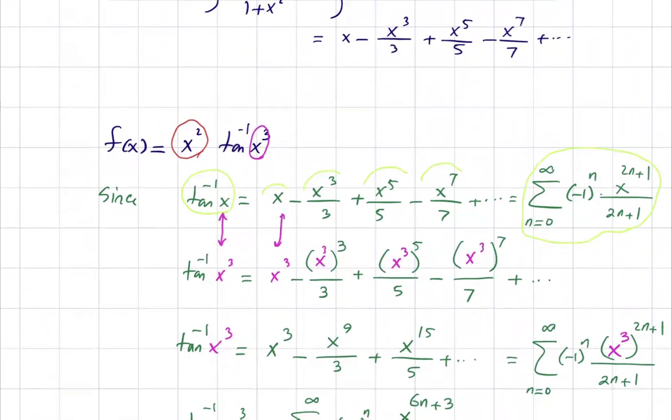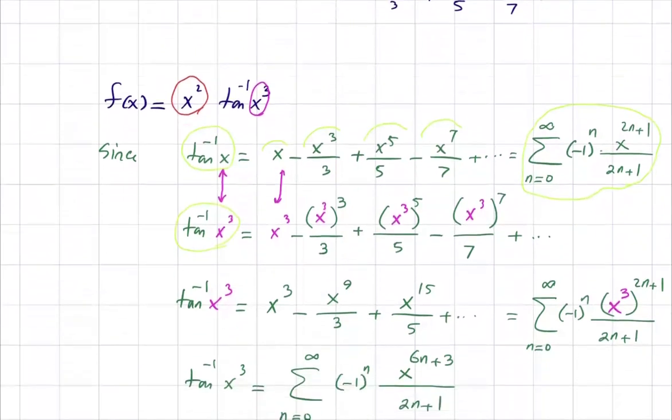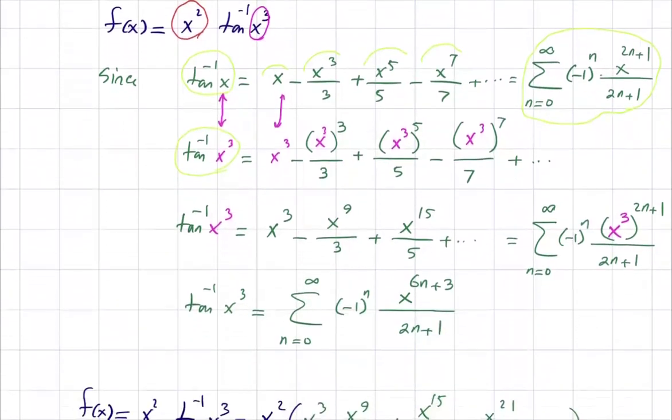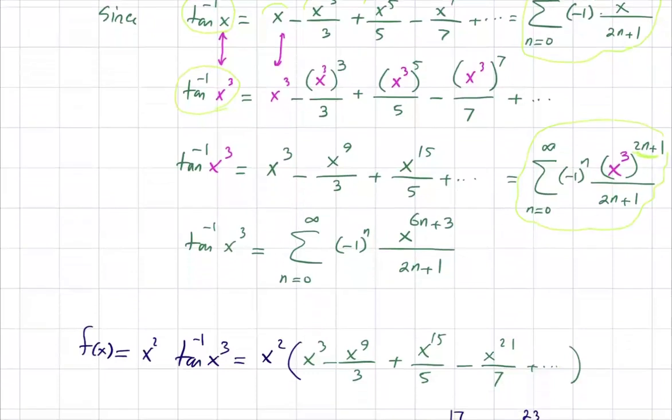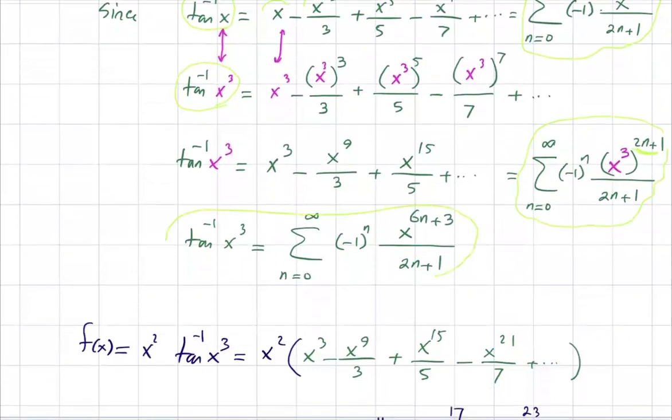So inverse tangent of x cubed, wherever you see x, you're going to switch it with x cubed, simplify as much as you can. You end up with the series of -1 to power n, x to power 3, multiplied by 2n plus 1, divided by 2n plus 1. So the power series representation for inverse tangent of x cubed is the summation of -1 to power n, x to power 6n plus 3 divided by 2n plus 1.